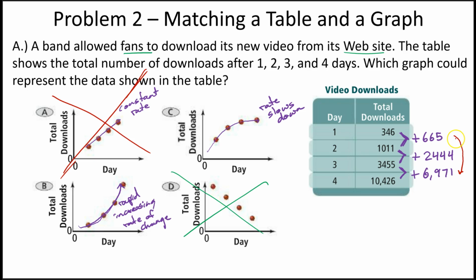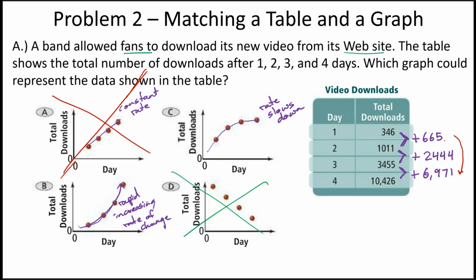Now, the amount that it's going up by seems to be increasing rapidly. The difference, 665, that's like 4 times that is what I have on the next one, and then even more than that is what I have on the next one. So this seems to be increasing very, very quickly. It's a lot more every single time.